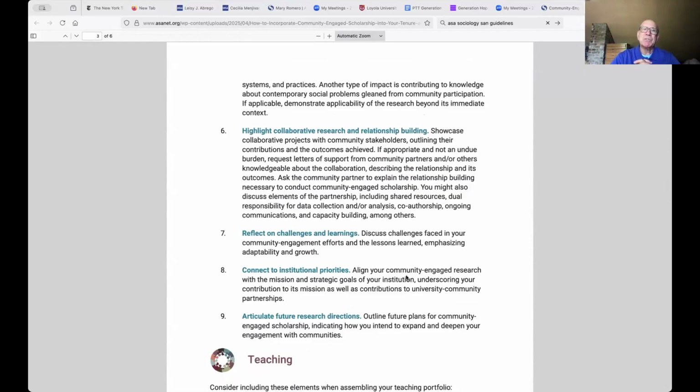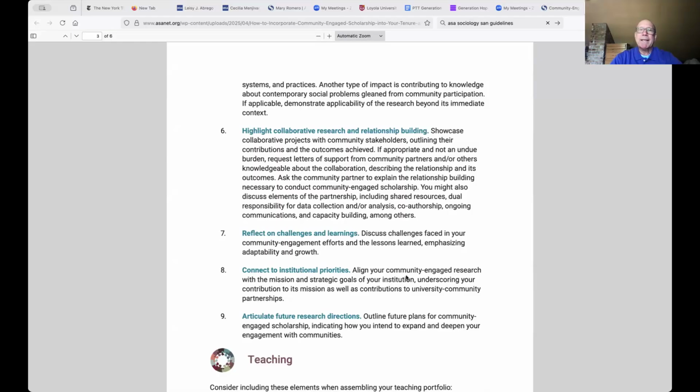So there's a lot of elements here that we talk about, including connecting to institutional priorities, because in fact, most higher ed institutions do have as part of their mission contributing to and serving communities in which they're located, whether at local, national, or international levels. And so making those connections, I think, can be very important.